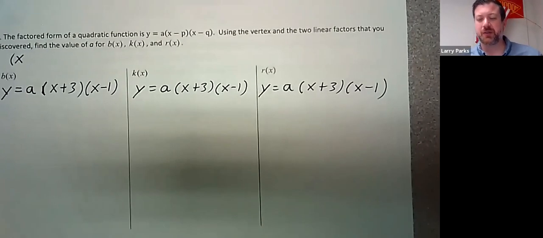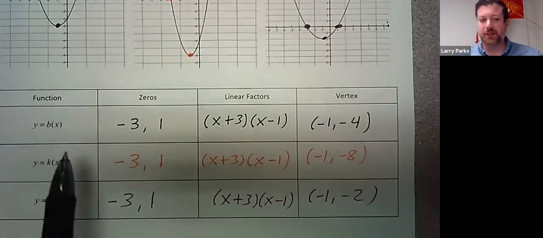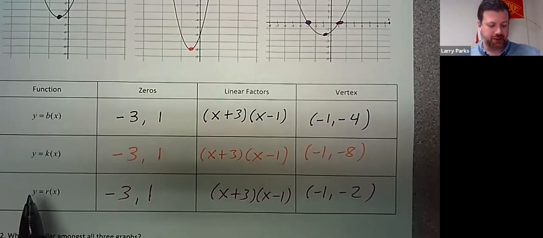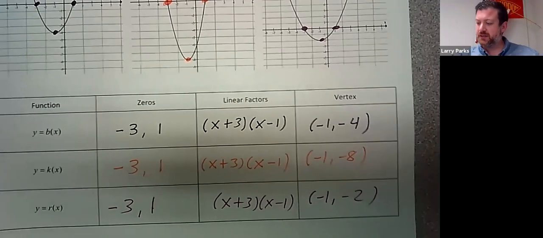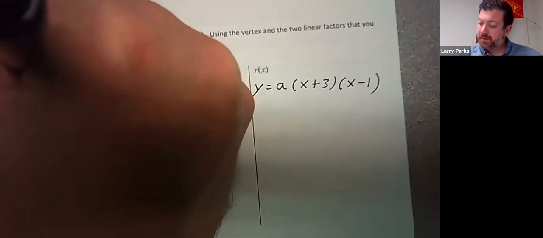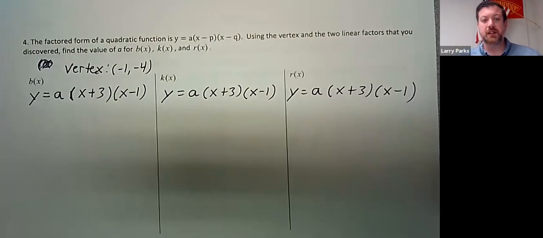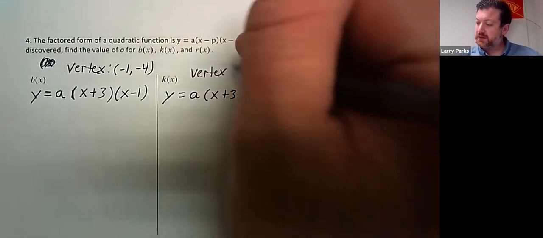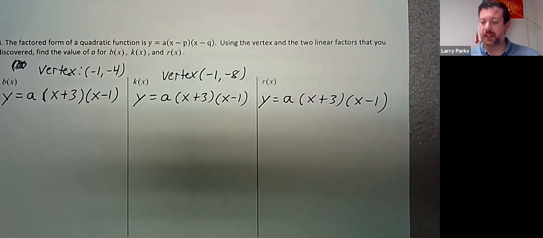So how are we going to find that a value? We need one more piece of information. And the piece of information I'm going to pull out is the vertex. So remember, the vertex for B was -1, -4. The vertex for K was -1, -8. And the vertex for R was -1, -2. So I am going to copy down the vertices. The vertex on this one was -1, -4. The vertex on K was -1, -8. And the vertex on R was -1, -2.